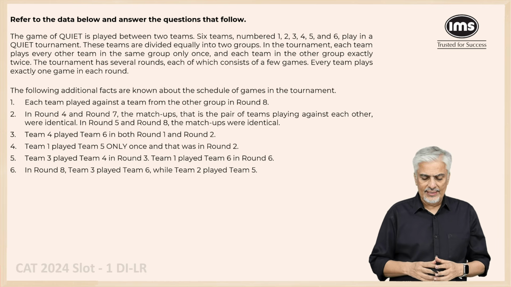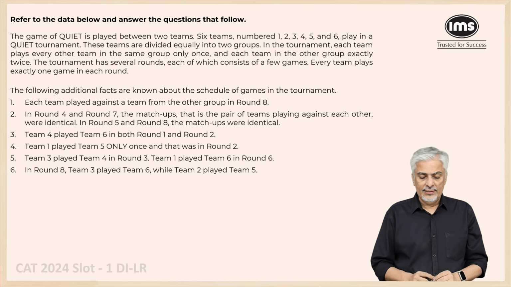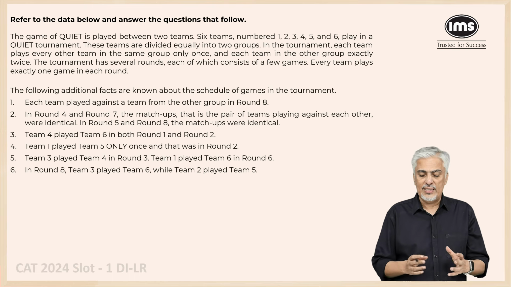Let's have a look at the next set. The next set was a tournament type of set. The game of quiet is played between two teams. So, two teams will play. 6 teams numbered 1 to 6 play in a quiet tournament. So, there's a tournament which is going to happen between 6 teams.